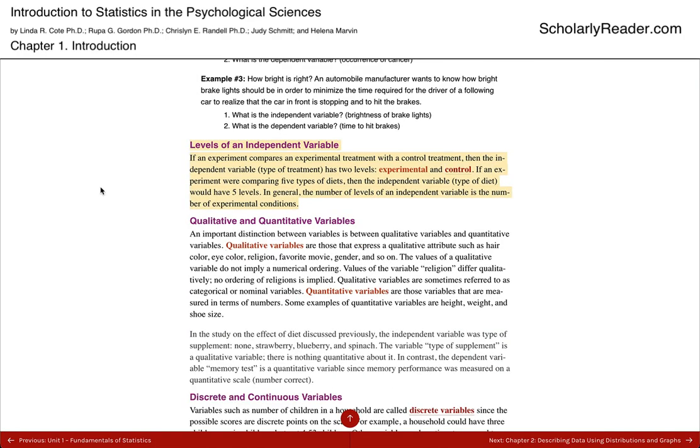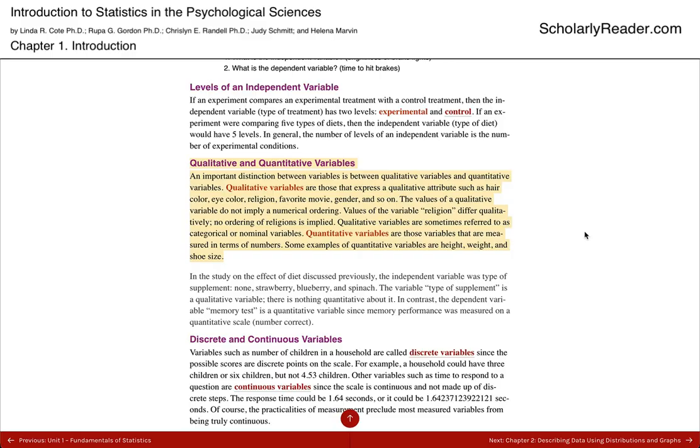Levels of an independent variable. If an experiment compares an experimental treatment with a control treatment, then the independent variable, type of treatment, has 2 levels, experimental and control. If an experiment were comparing 5 types of diets, then the independent variable, type of diet, would have 5 levels. In general, the number of levels of an independent variable is the number of experimental conditions.